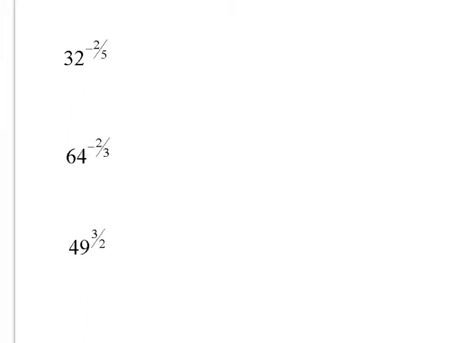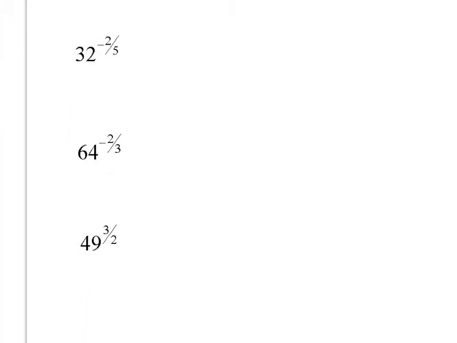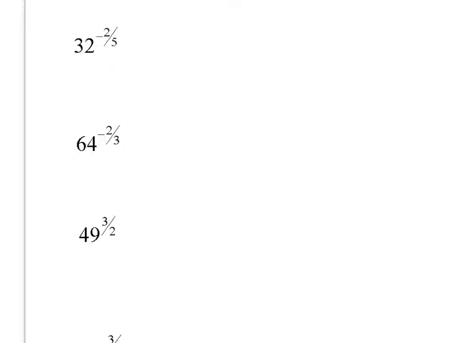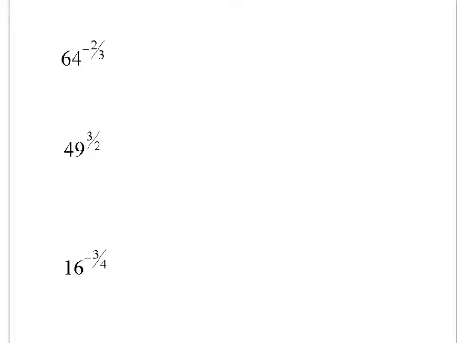So some more examples for that. 32 to the negative 2/5, we just did that. Let's move on to the next one. So 64 to the negative 2/3. The negative means everything's going to go down to the bottom. It's going to be 64 to the 1/3. So I'm looking at the cubed root of 64, and then I'll raise it to the 2nd power. So it'll be 1 over 64 to 1/3. Well, the cubed root of 64 is 4, to the 2nd power, so we get 1 over 16.